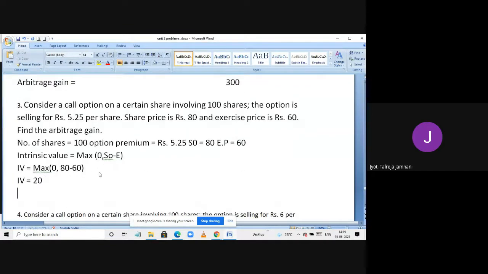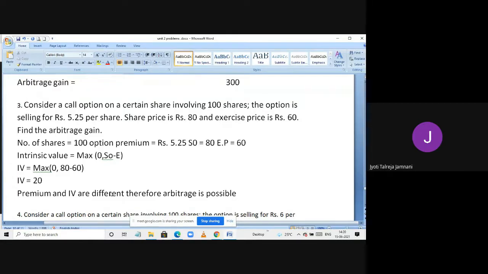Then we compare the intrinsic value and premium. Premium is 5.25 and intrinsic value is 20. So arbitrage is possible as premium and intrinsic value are different. Therefore, arbitrage is possible.